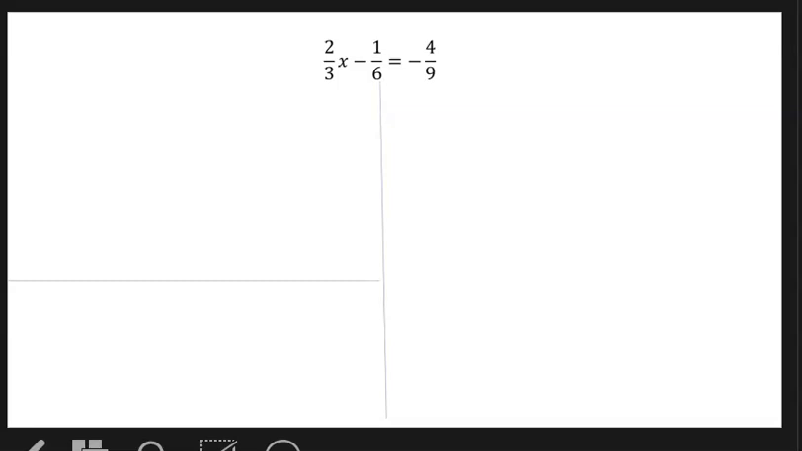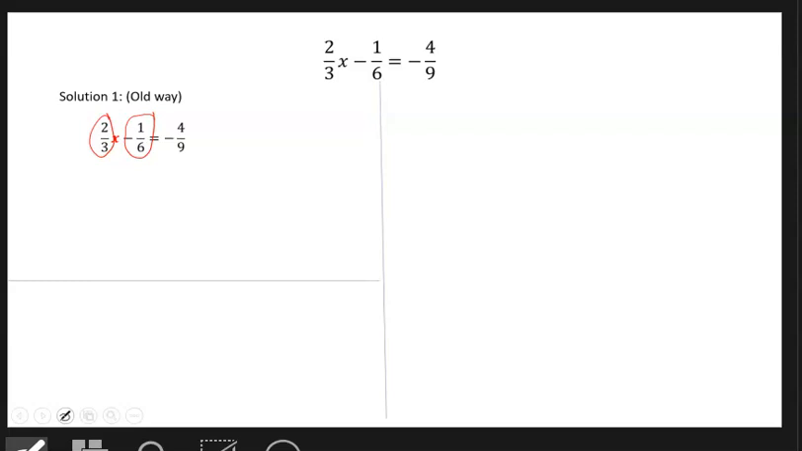In this equation, we have three fractions, and we have two different ways to solve this type of equation. So the first solution, which is the old way, is to try to get x by itself. First, we have to get rid of -1/6, and after we get rid of -1/6, then we can get rid of 2/3.